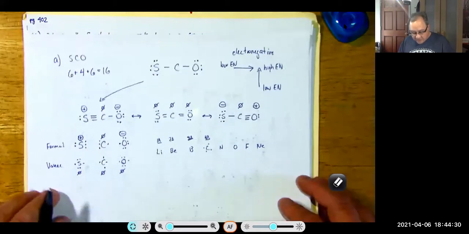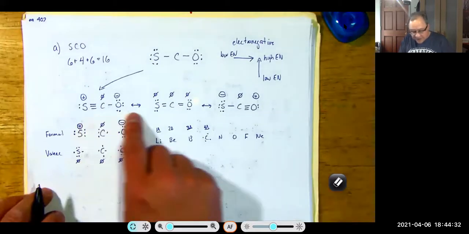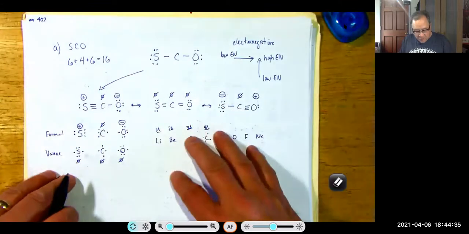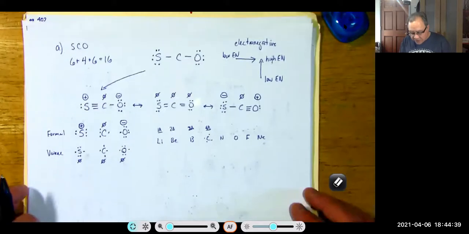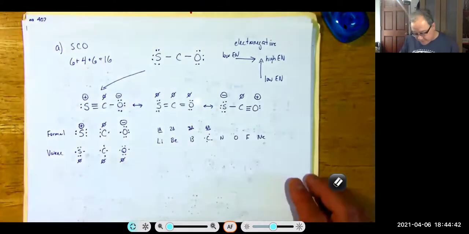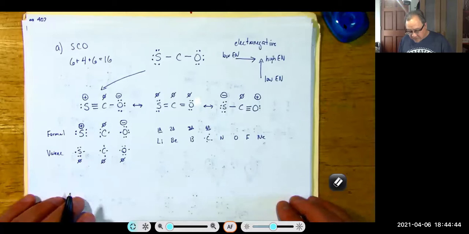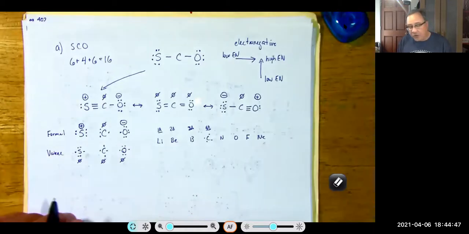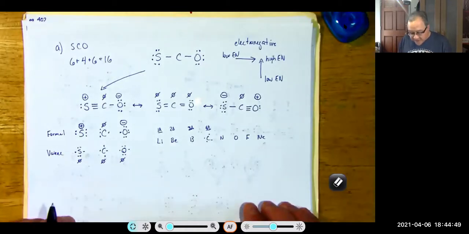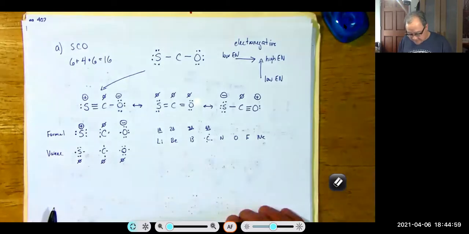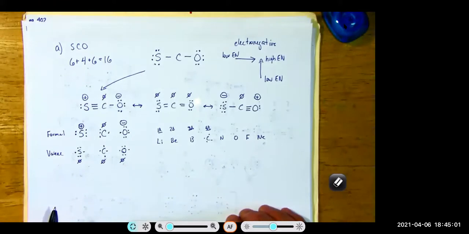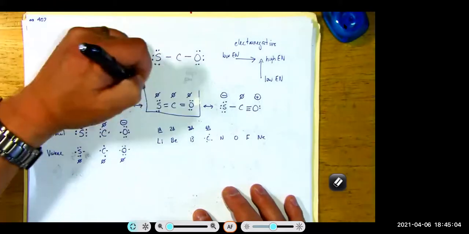Okay, so these are the 3 resonance structures for this, and these are the formal charges based on the 3 resonance structures. Now, how do we use formal charges? We use them as follows. The best Lewis structures are the ones where the formal charges are all 0. So is there a best one here? Yeah. This one, right?